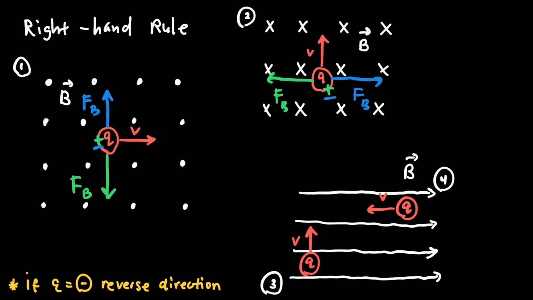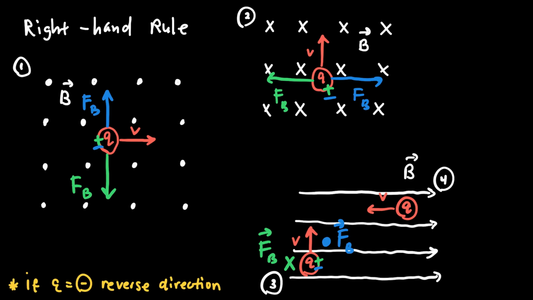And now if you curl your fingers to the right, with your fingers originally pointing in the direction of the velocity, your thumb should be pointing into the screen. And so the way that I would represent the force on this charged particle is I would draw an x, and I would write FB next to it, which represents that the magnetic force is going into the screen if it's a positive charge. If it's a negative charge, then the magnetic force points out of the screen.